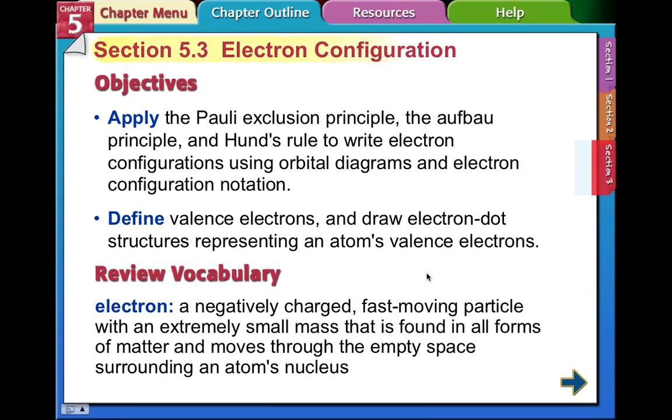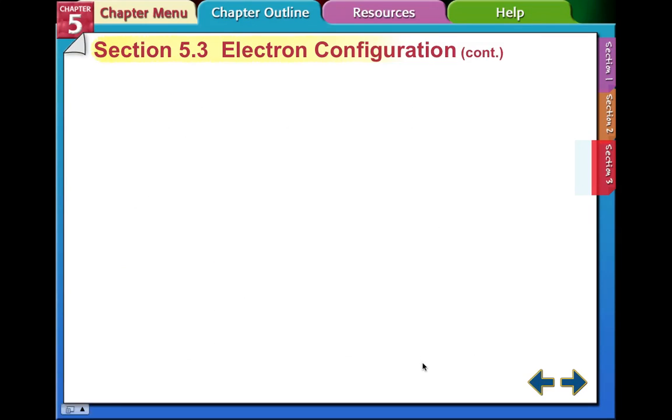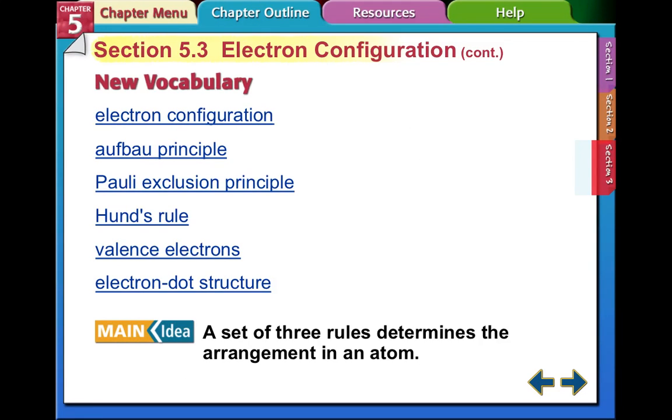And we have, in the entire chapter, been talking about what an electron is. It is the negatively charged particle with an extremely small mass that is found in all forms of matter moving through empty space surrounding an atom's nucleus. Okay, new vocab: electron configuration, Aufbau principle, Pauli exclusion principle, Hund's rule, valence electrons, and the electron dot structure. Main idea: there are a set of 3 rules to determine the arrangement of electrons in an atom.